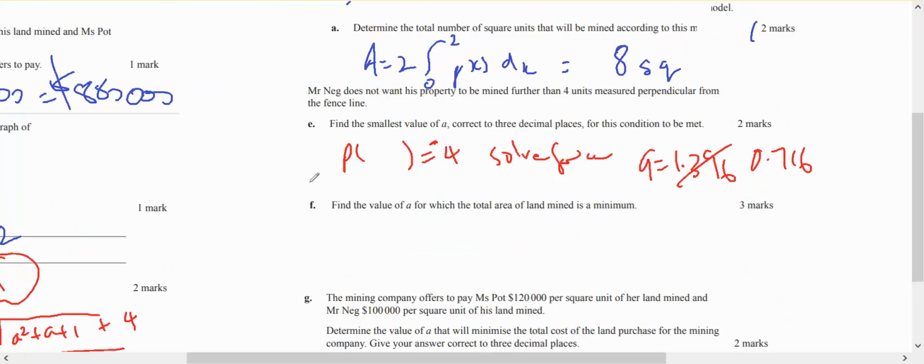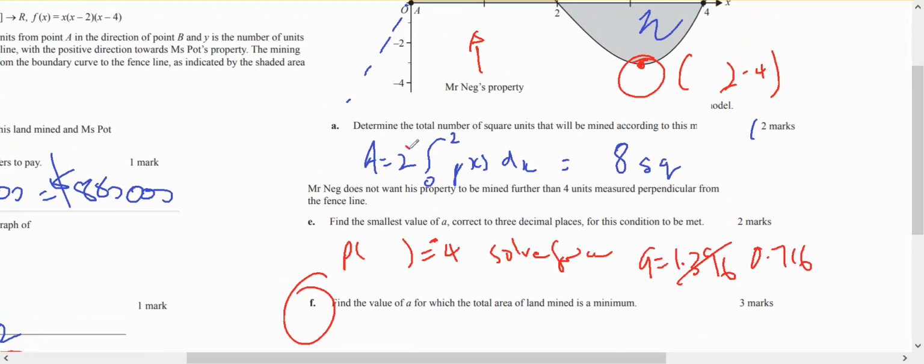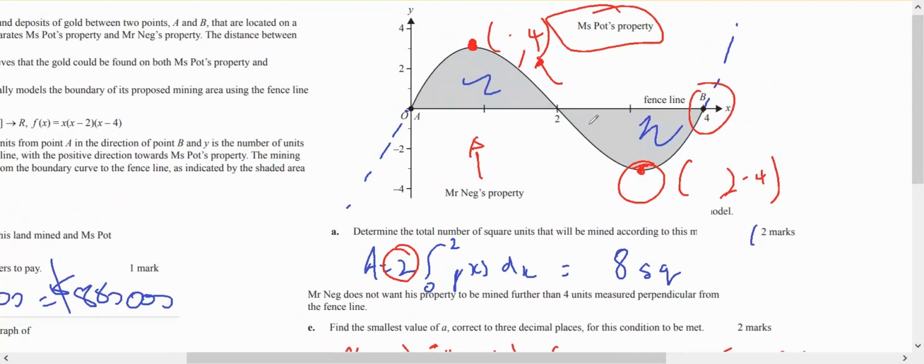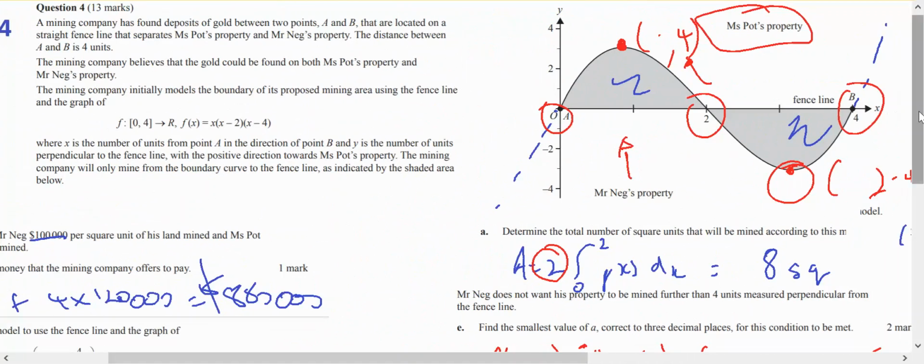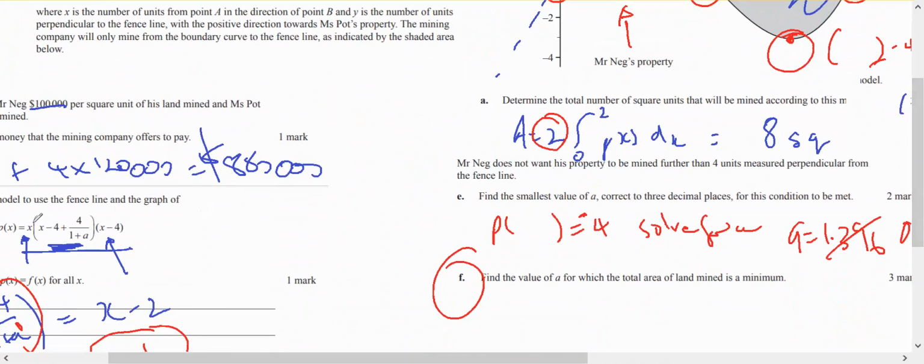for the value of A. Okay, to do part F, find the value for A for which the total area mined is minimum. I can't make the assumption, like in A, that these were equal. These were only equal because these were the same distance apart. Now that we have our new function, when A is equal to 1, then they're the same distance apart, otherwise they're different.